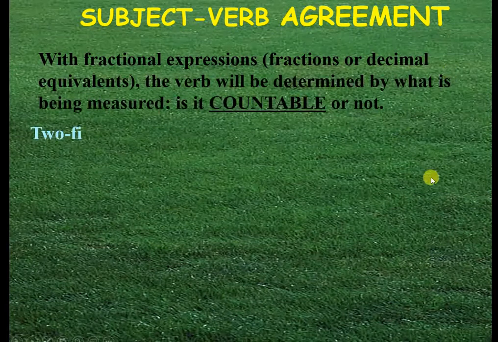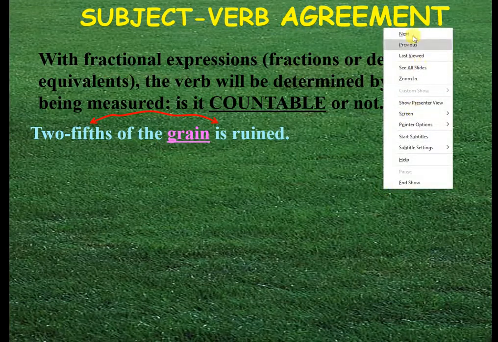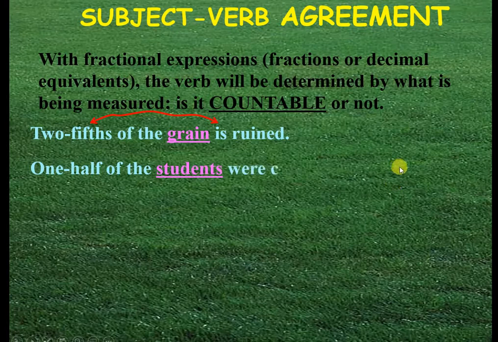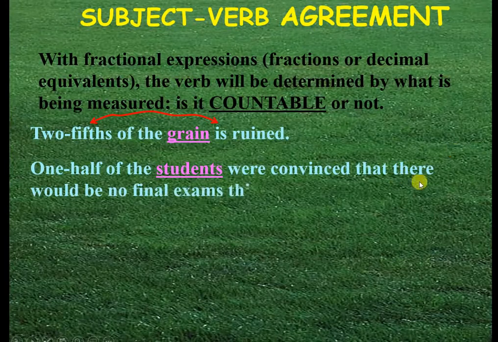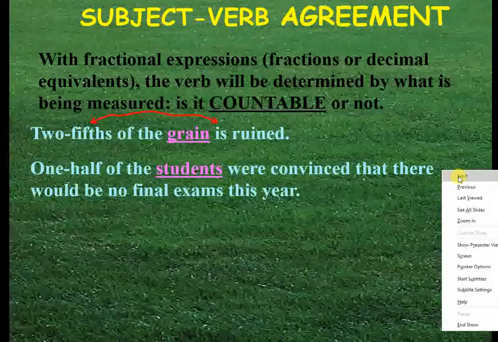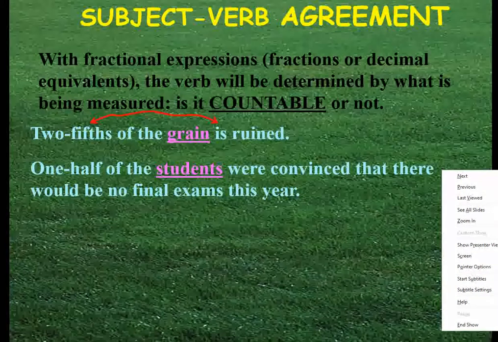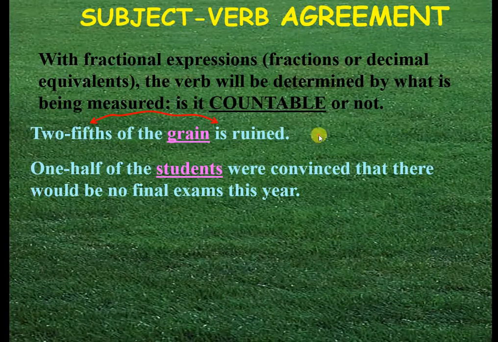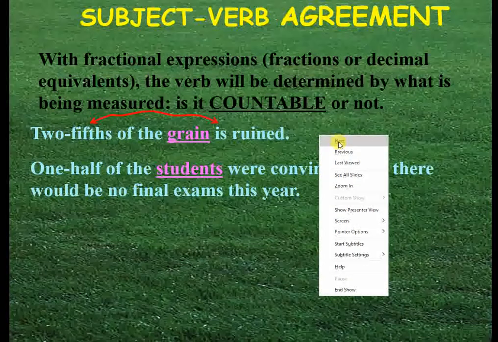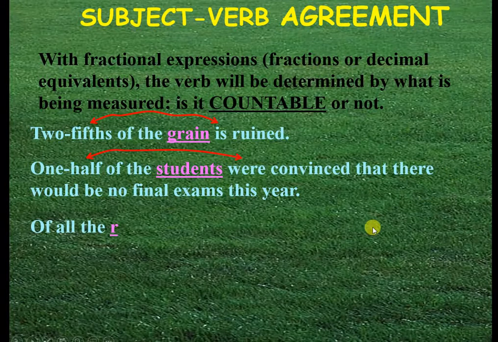Okay, so we've got something similar here. Two-fifths of the grain. You're going to go with the conjugation based on whether the object of the preposition is countable or uncountable. And that rule is going to work for you most of the time when you've got prepositional phrases. Two-fifths of the grain, okay. Well, grain is uncountable, it's singular. One-half of the students, well, the students are countable, conjugated for plural.